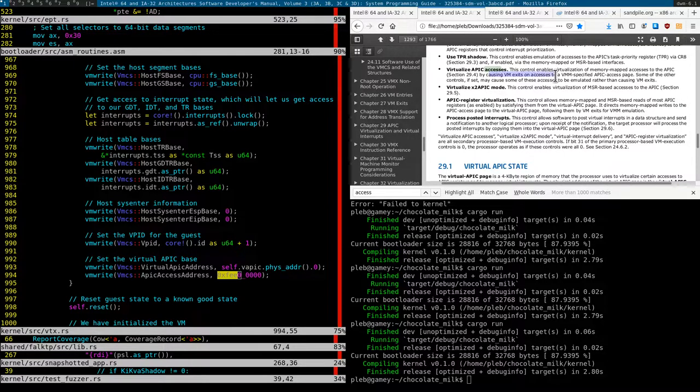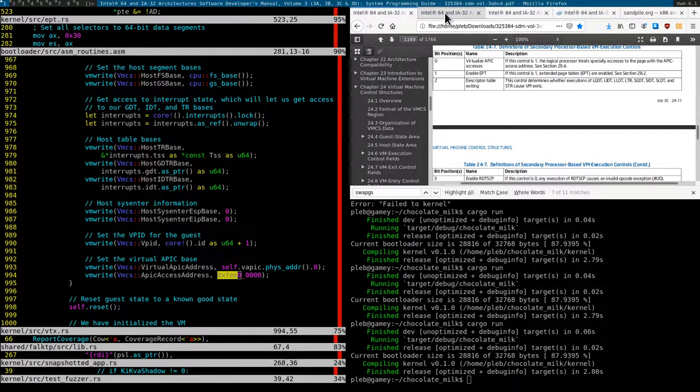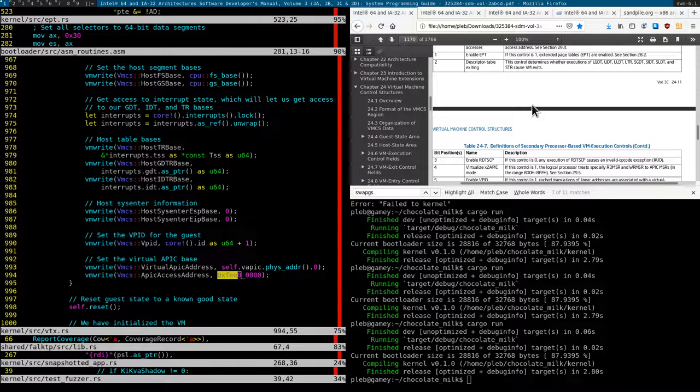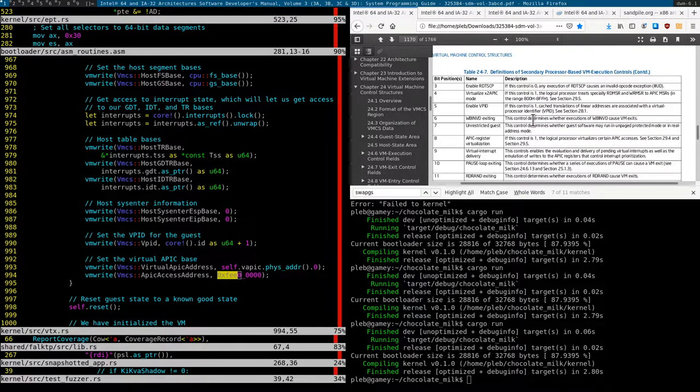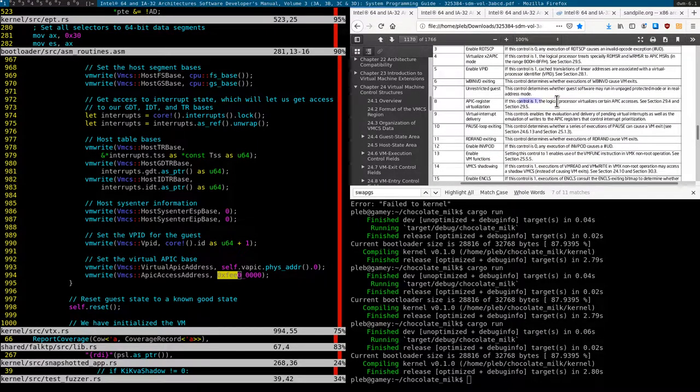By causing VM exits on... What are we setting? APIC accesses. Okay. Actually, APIC we don't care about. VPID we have. Register virtualization.